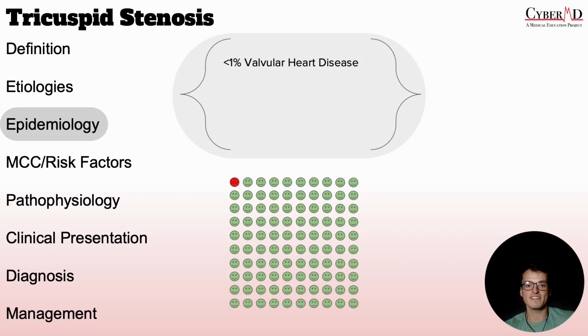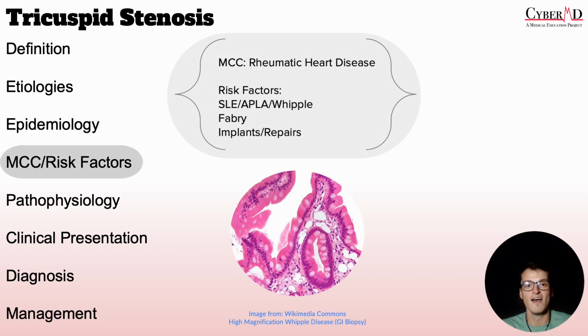It accounts for less than 1% of valvular heart diseases. In the majority of cases, rheumatic heart disease is, again, the underlying cause. Now, what you should take away from this slide, again, is that it accounts for less than 1% of valvular heart diseases, not that it occurs in 1% of the population.